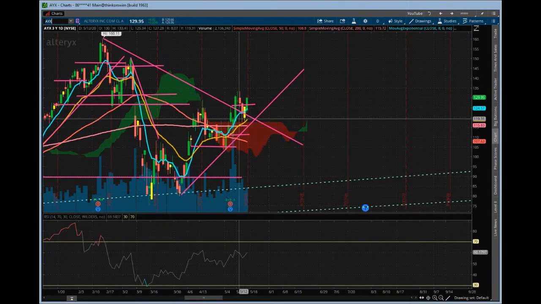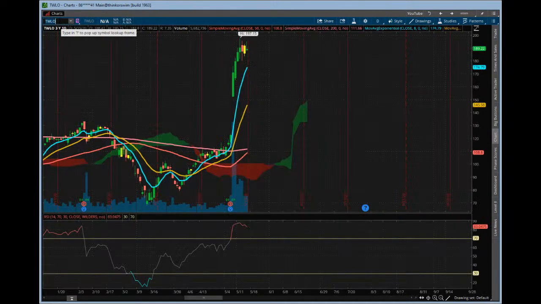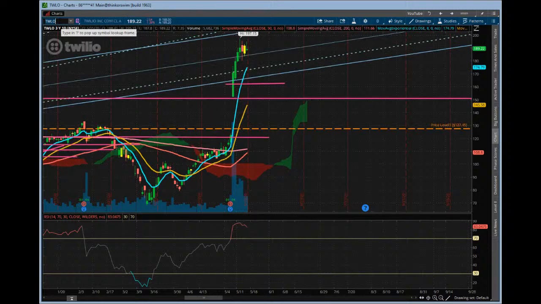Nice inside day up on good volume, guys. Coming off of that tweezer top up there, so that's going to be a key level for it to get above. Twilio, yeah, still holding up strong after earnings. Tried to take the inside day up and came back in range. Just kind of keep an eye on it right there.